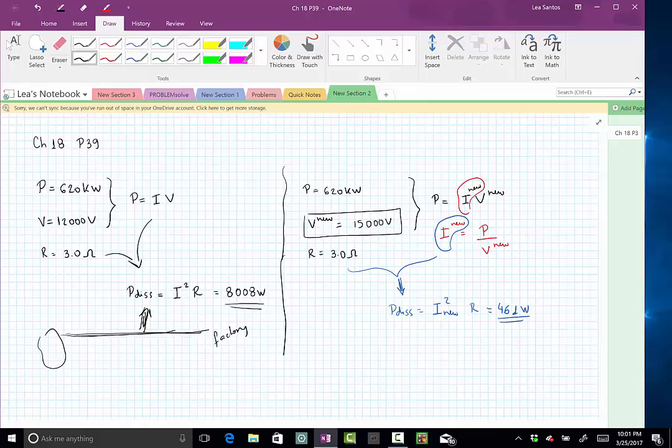And so what is the difference? Well, now we just need to subtract these two. This difference will be the old one, 8,008 watts, minus the new one, much smaller, 461. Okay, so that's the end of this problem, and this number, of course, will be given in watts.